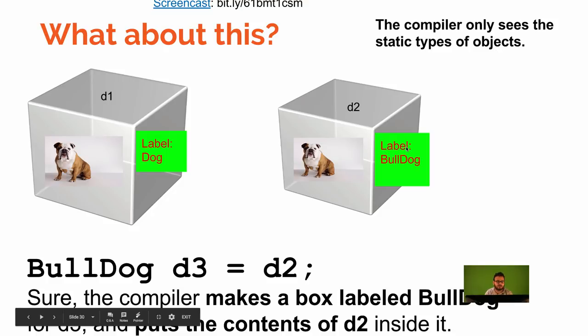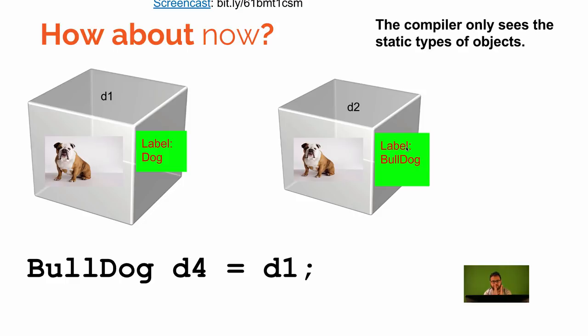So the compiler says, fine. What about this case? What's going on here now is we're going to create a box called D4, and we're going to label it bulldog. We're going to try to put the contents of D1 inside it. Once again, the compiler has no idea that this bulldog is inside the box. The compiler cannot see things inside the box once they've been put in the box.